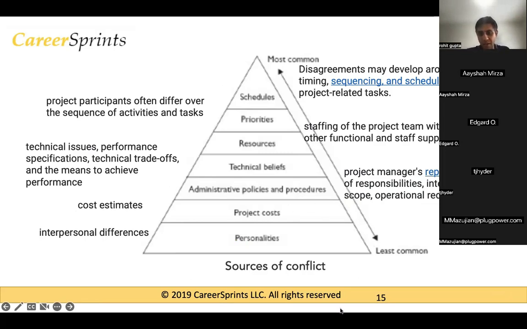So if you see, they go from least common to most common, right? So this is a pyramid that shows you what are the least common reasons for the conflict and what are the most common reasons for the conflict. So let's go over all of them, right?